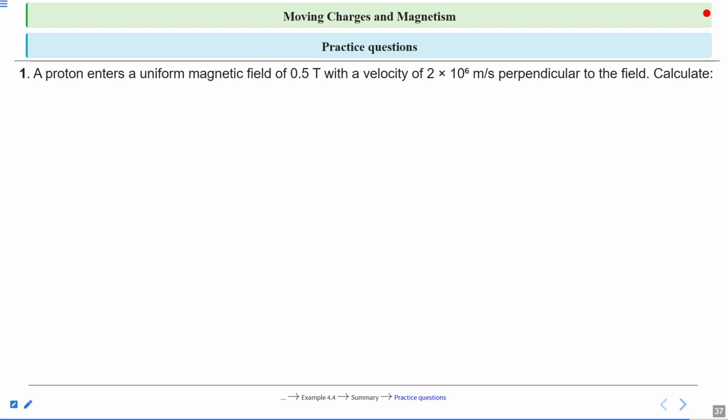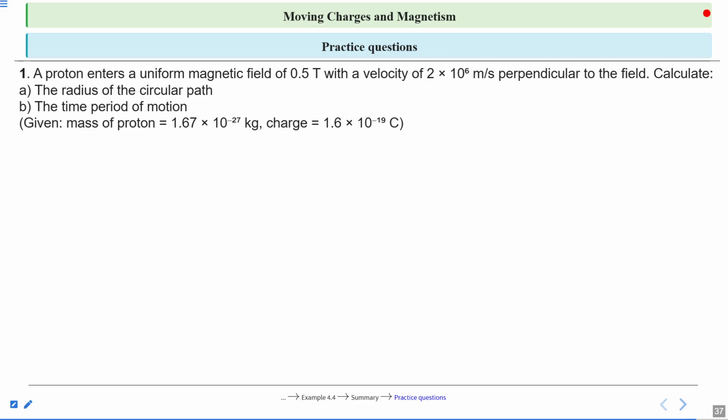Okay, you can solve yourself. These are some practice questions you have to solve yourself for your practice. A proton enters a uniform magnetic field of 0.5 Tesla with a velocity of 2 × 10^6 meter per second perpendicular to the field. You have to calculate A, the radius of the circular path, B, the time period of the motion. And given mass of the proton is 1.67 × 10^-27 kg and charge is 1.6 × 10^-19 coulomb.